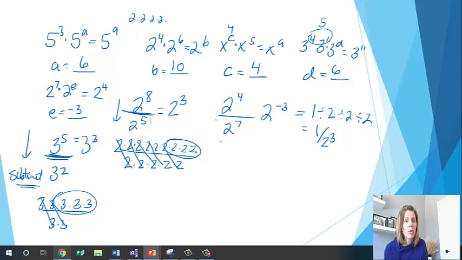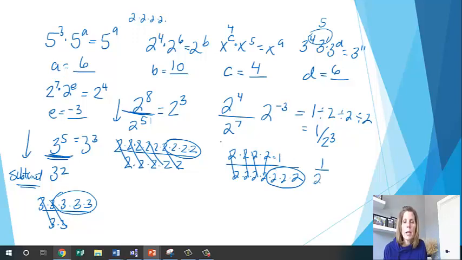So now I'm also going to show you if I would have done this the different way. I would have had 4 2's, and then I would have had 7 2's. And then 1, 2, 2, 2. Notice I end up still having 3 2's on the bottom, and there's nothing on top. And if there's nothing on top, it's really always just being multiplied by 1. So notice that same thing. I end up getting 1 over 2 to the 3rd.